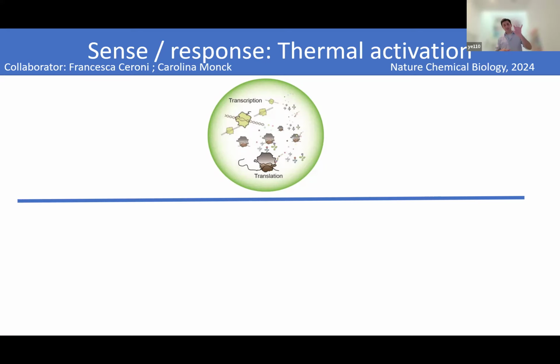So one of the things we wanted to design is a synthetic cell that can respond to stimuli through the production of a protein. And the first stimulus that we wanted to show was temperature. And this is a collaboration with Francesca Cironi, with a PhD student at the time called Carolina, who just graduated. So what we did was we encapsulated a cell-free expression system in our synthetic cell. As many of you are probably aware, you can produce proteins from a DNA template.